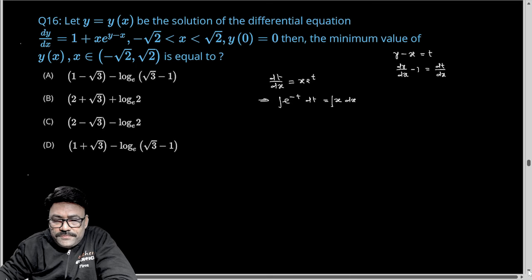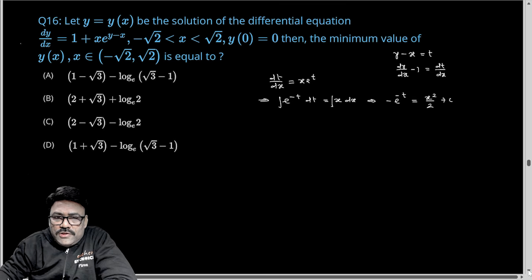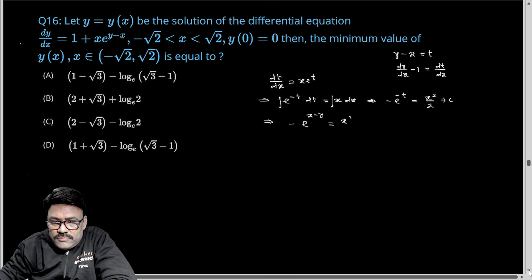Let's integrate e raised to minus t dt and x dx. Now the integration is minus e raised to minus t is x square by 2 plus c. And t is what? t is y minus x. So it becomes minus e raised to minus (y minus x), meaning x minus y, is x square by 2 plus c.